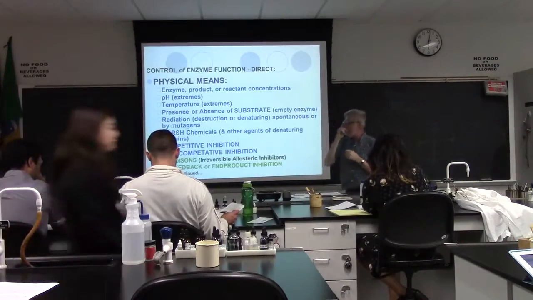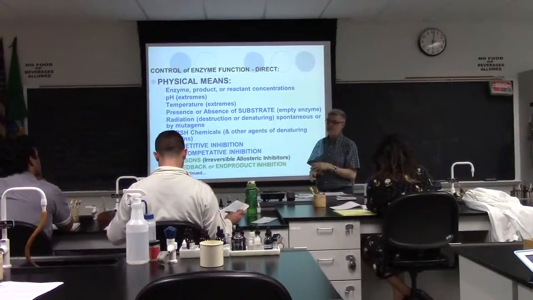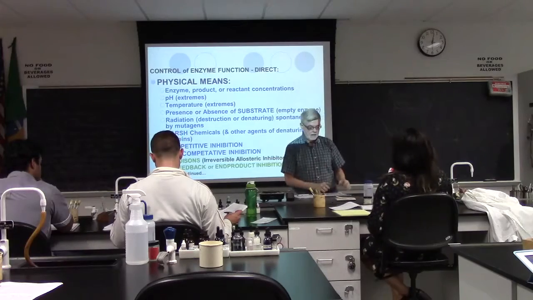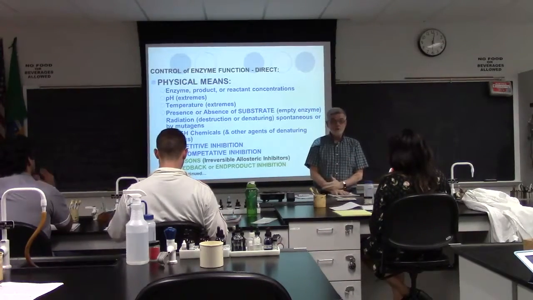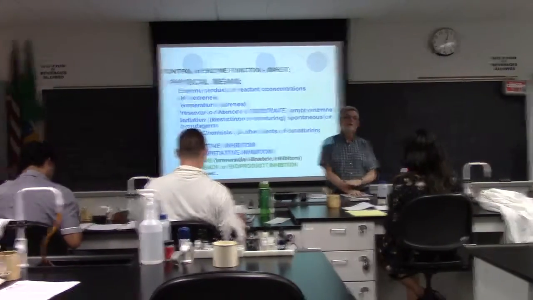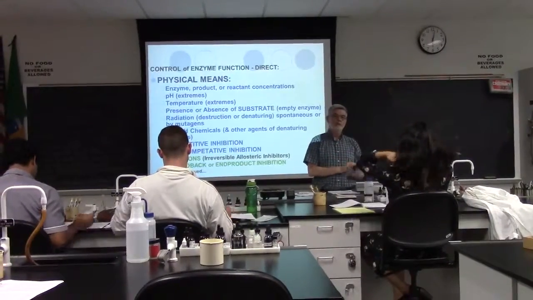All right, so anyway, we were in the part of chapter 5 which talks about speeding up and slowing down chemical reactions by affecting enzymes. And we said that there were direct ways of doing that and indirect ways. The direct ways are physical things in the universe that affect proteins and speed up or slow down chemical reactions.